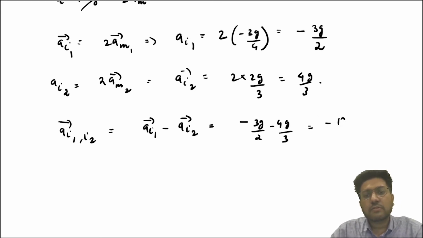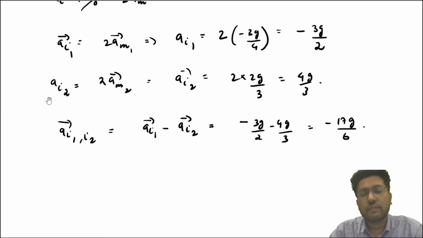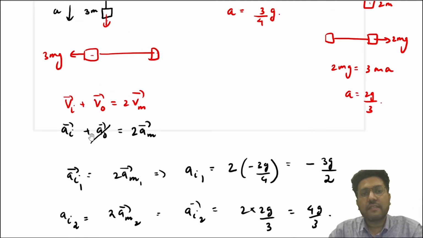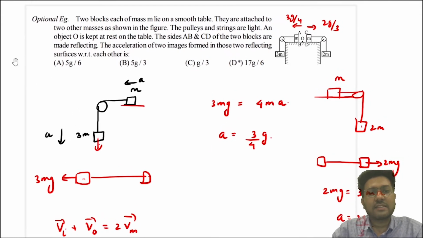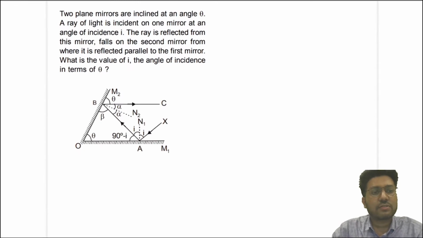And this will come out to be minus 17 g by 6. Okay, minus only represents the sign or the direction. The magnitude of acceleration of one image with respect to the other image is 17 g by 6. So the answer will be 17 g by 6. Now let us look at the next question.